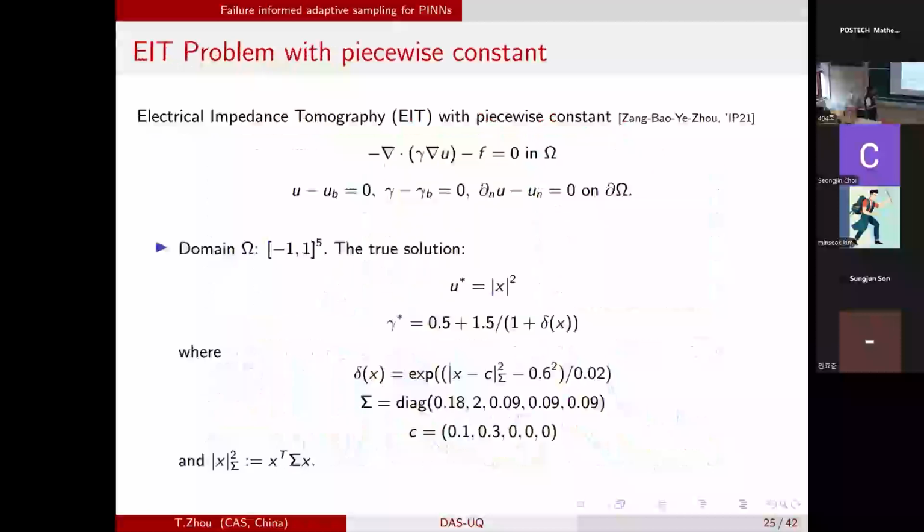region. And this is the inverse problem, because for PINNs you can solve the inverse problem in a similar way. This is to recover the unknown gamma here. Gamma is a 5-dimensional function, which is a discontinuous function. This is the typical EIT problem in inverse problems.